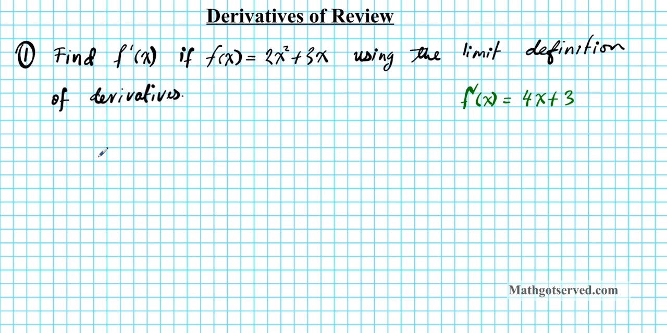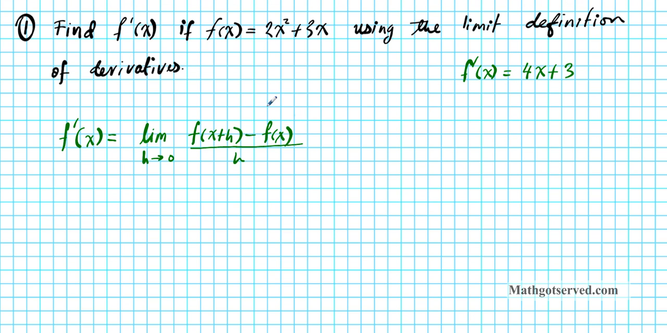Okay, so the formula, f prime of x, there are two of them, but this is one that I'd like you to use. Limit as h approaches 0 of f of x plus h minus f of x, and this divided by h. Okay? All right, so let's go ahead and apply that to this problem. So f prime of x is going to be the limit as h approaches 0.